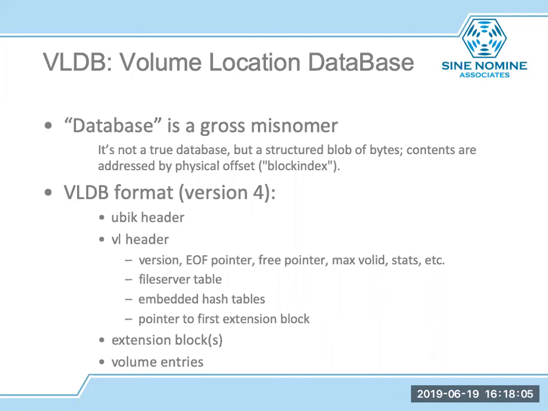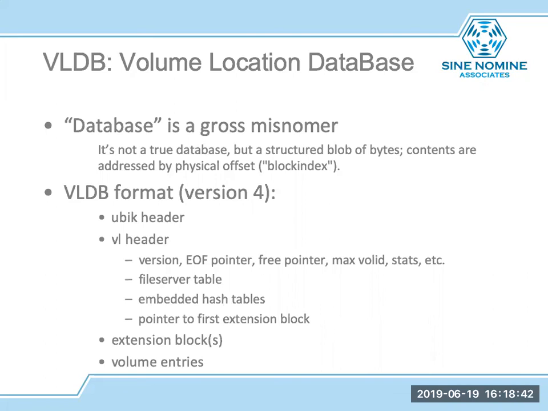But for VL servers, the next thing that comes is a VL header, and these are the things that are stored within the VL header. So first we have some very small members. There's a version there. There's a pointer to the last byte in the VLDB. There's a pointer for all of the free slices that are in the VLDB. The maximum vol ID that you've defined so far, that's used when you want to add more volumes. It goes to that and says, okay, how many more do I need to increment that in order to give you the next free volume ID? There's some statistics in there.